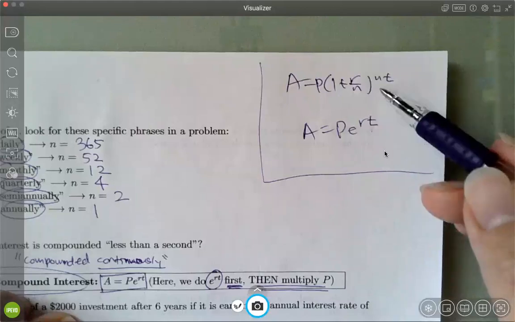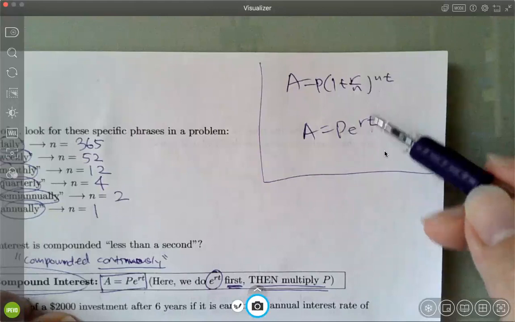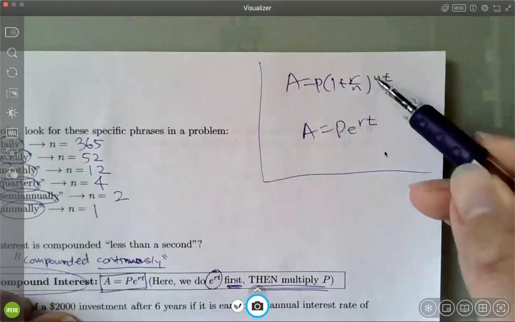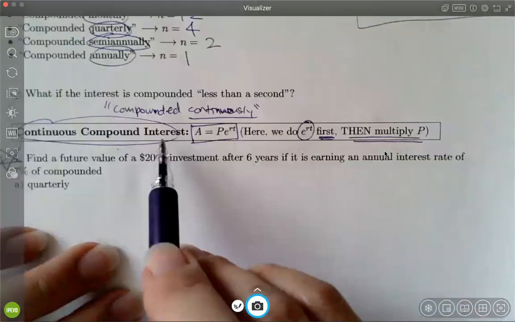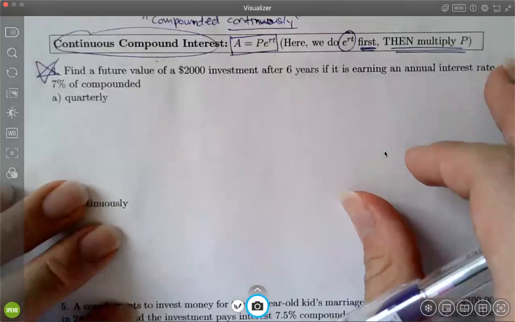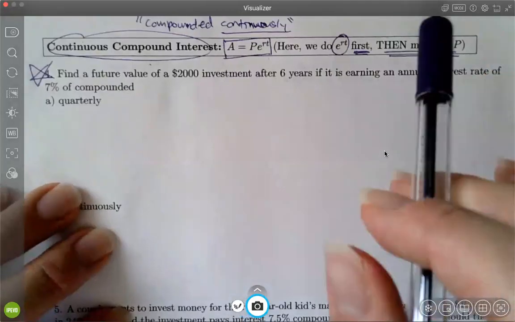Which one do we use? This one or this one? This one, right? Yeah, because remember, this one is only for compounded continuously. Okay, so we have A equals P times (1 plus r over n) to the power nt.